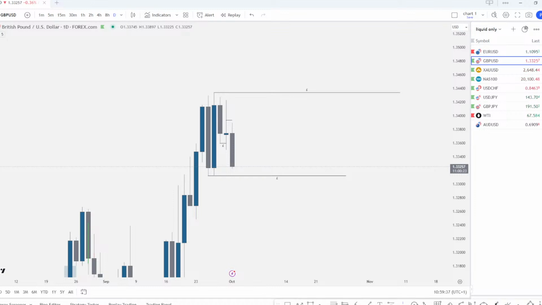Let's see. Question: do you consider a new day open price or gap as reference for the following order flow? No. No is the answer to that one.